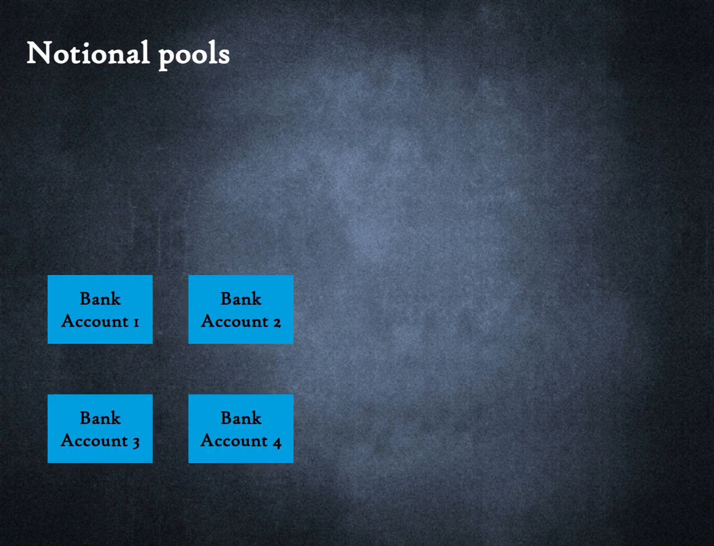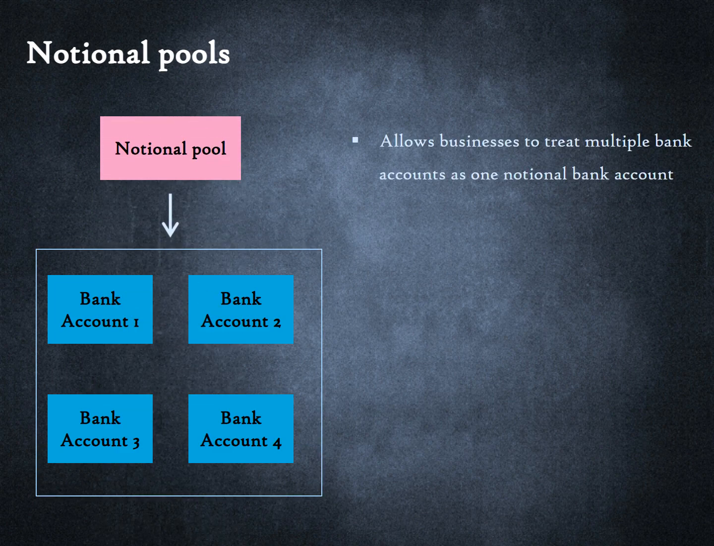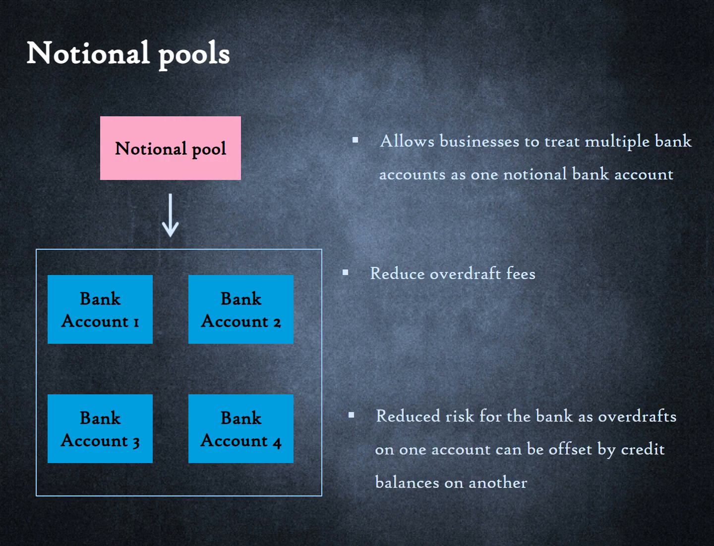Another example of a liquidity management product is a notional pool. Through this product, a bank can offer to consider a set of bank accounts as a single notional bank account, so that any overdraft balances in one account are offset by credit balances in another. As long as the business has sufficient cash in this notional pool, it avoids overdraft charges. This is obviously convenient to the business treasurer. But this also benefits the bank.